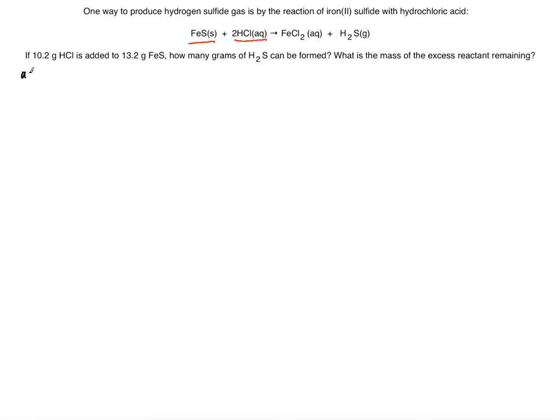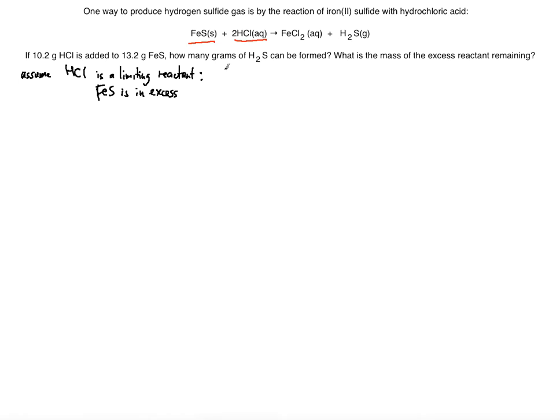So the first thing to do is to assume HCl is a limiting reactant, okay, and FeS is in excess. Right? There's too much FeS, we're going to assume, and there's just enough HCl. Right? So now what does that mean?